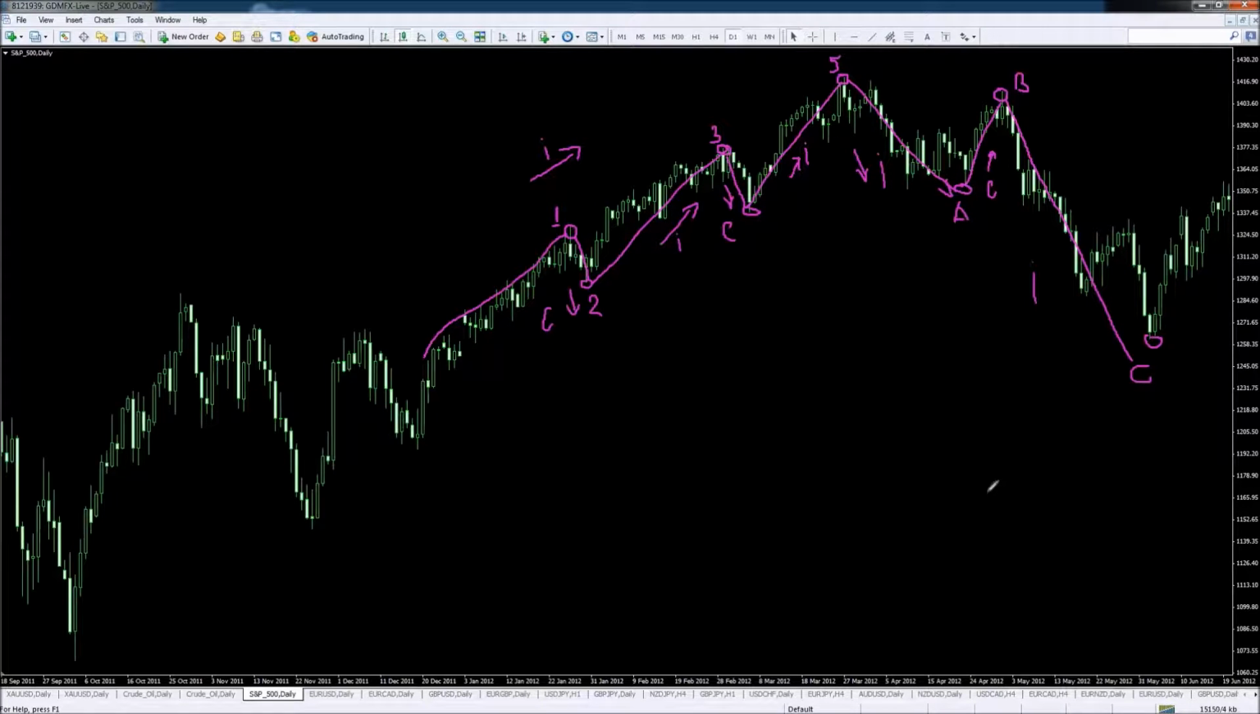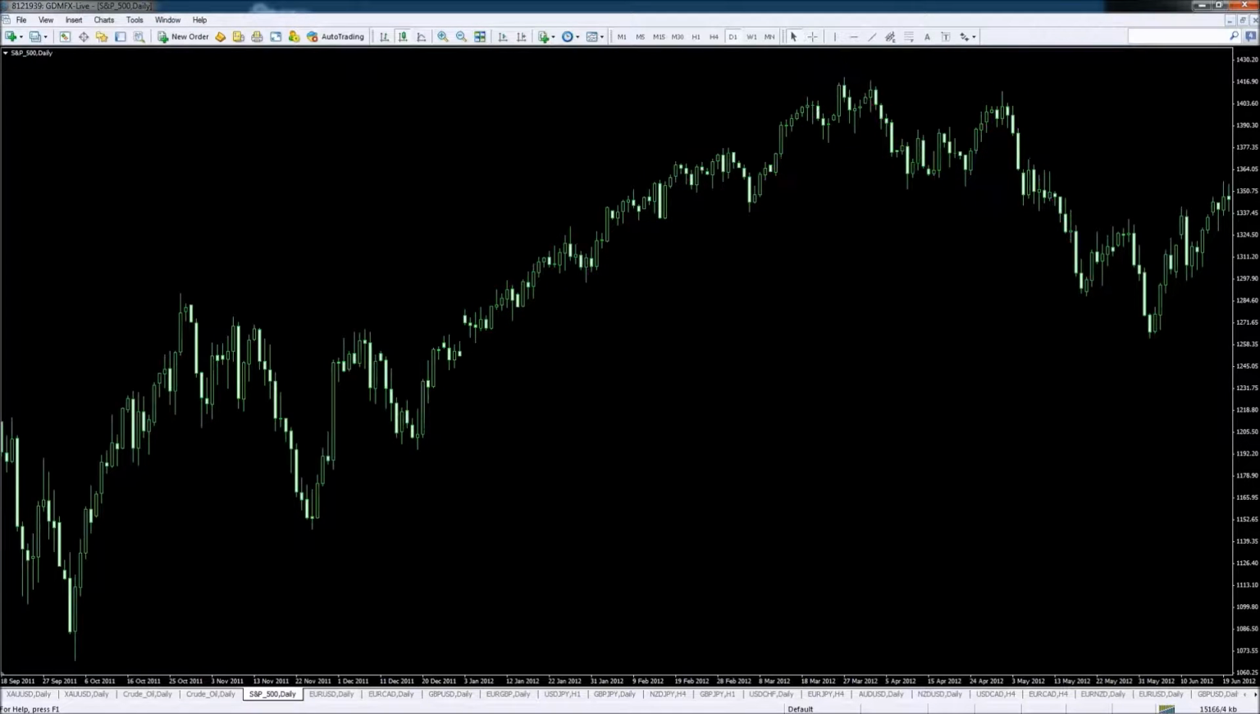All right, ladies and gentlemen, now how do we find out wave number 1, 2, 3, 5, and so on? This is number 4 here. It's very easy. As I mentioned in the beginning, we need to use Fibonacci retracement. Now, the thing with Fibonacci retracement, especially with Elliott waves, is that we have to use the default settings. Why is that? Let's talk a little bit about the S&P 500 that we have chosen.